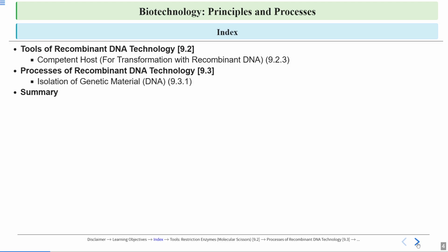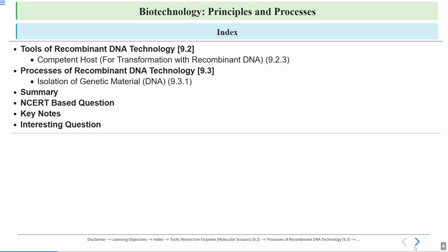Then we are going to tell you the gist of all the slides and all the things we are going to cover in today's class. Then there will be some NCERT based questions, and there are keynotes that you are going to take away with you. And then in the last we are going to have some interesting questions that you will solve yourselves. So let's go.